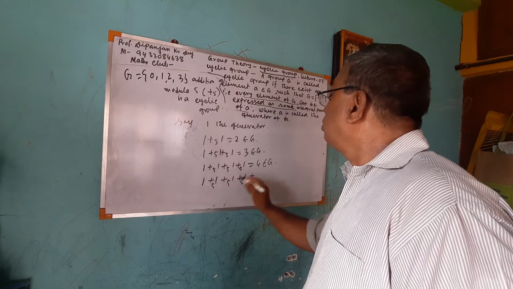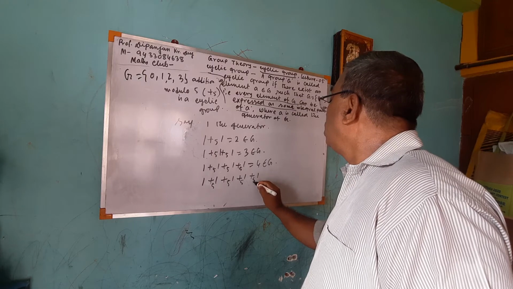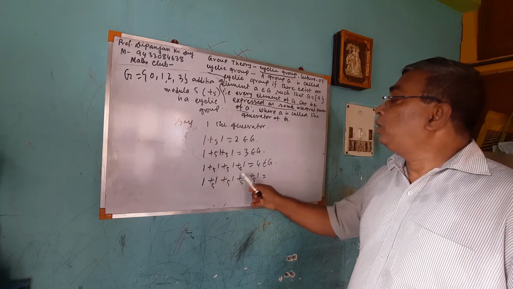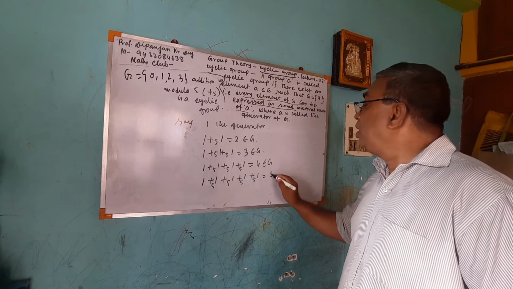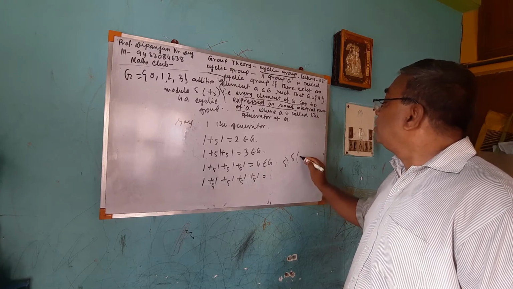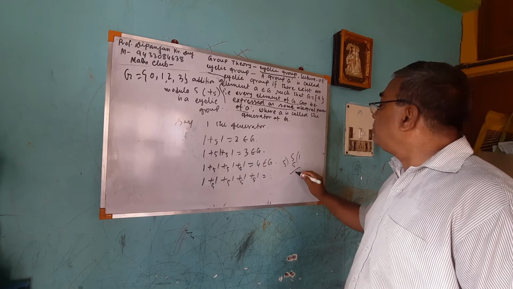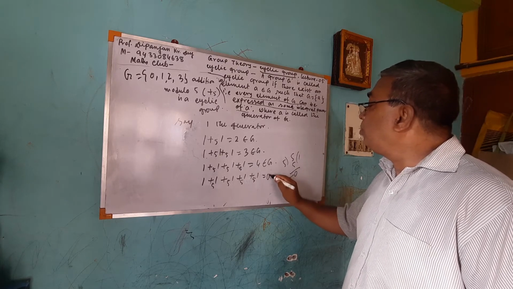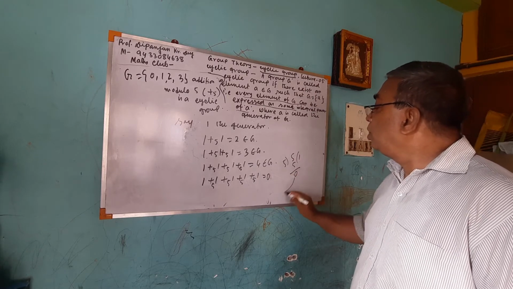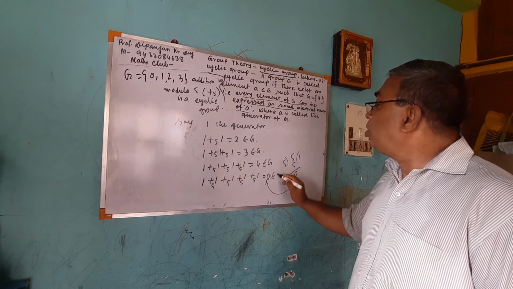plus 1. So here, tell me: 1, 2, 3, 4, 5. I am getting 5. 5 divided by 5, 5 ones are 5, so the remainder is 0. So this 0 comes here. 0 belongs to G.